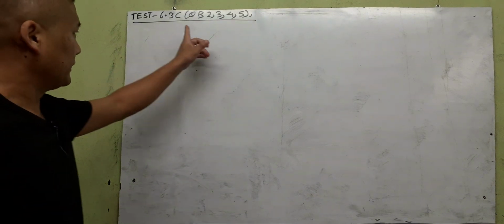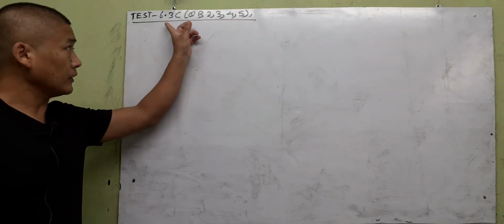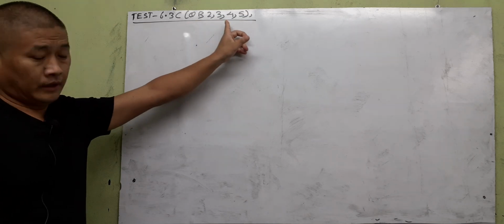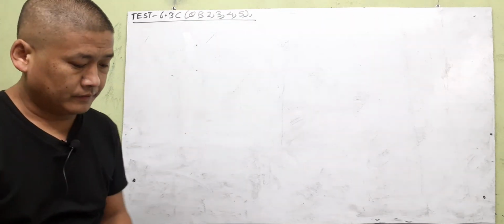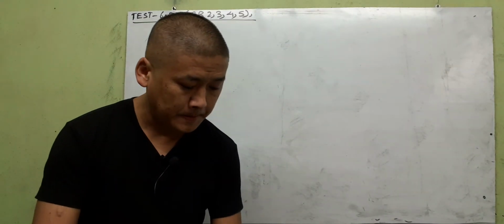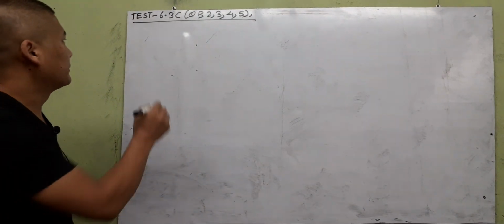Okay, so in this class we'll discuss this test portion 6.3C. This question is class 10 maths, page 146. You go there. Okay, so let us start with B2.